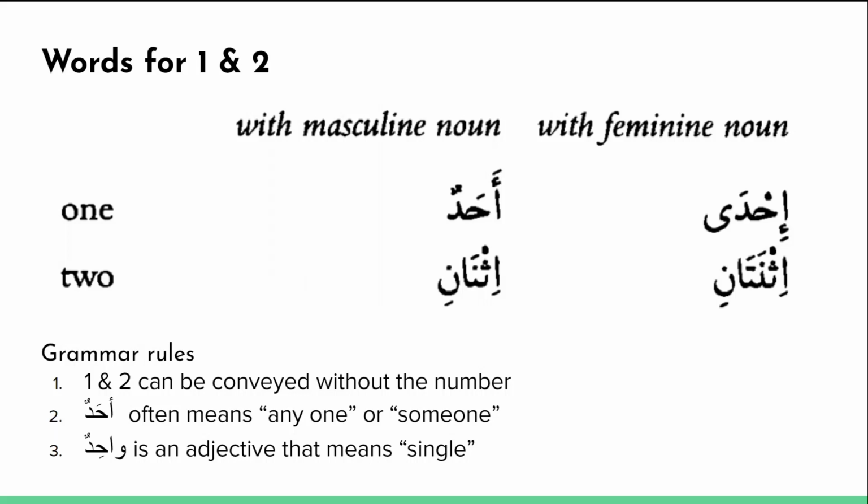So if you just see the word ahadun, it's being used to mean anyone or someone. And ahadun is very common in that meaning. And you'll also see sometimes the word wahidun, which is the adjectival form, which just means single. Just like in English you have one, but then you also have single. In Arabic you have ahadun, but you also have wahidun.